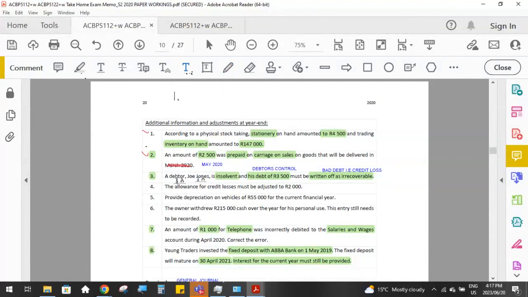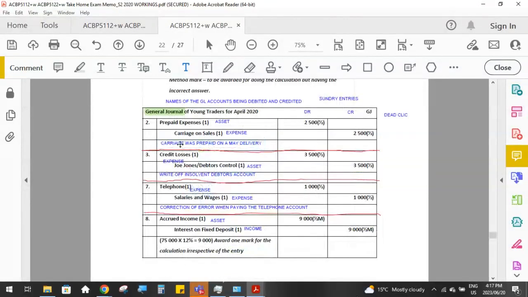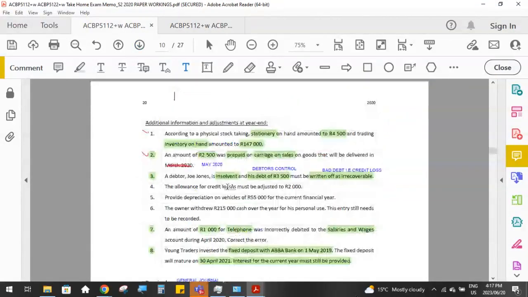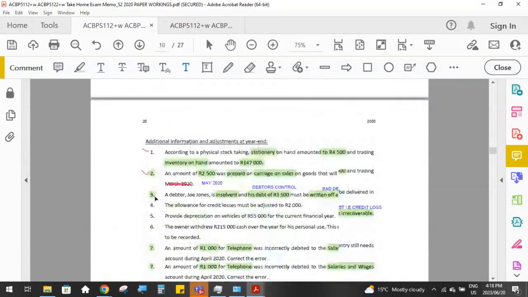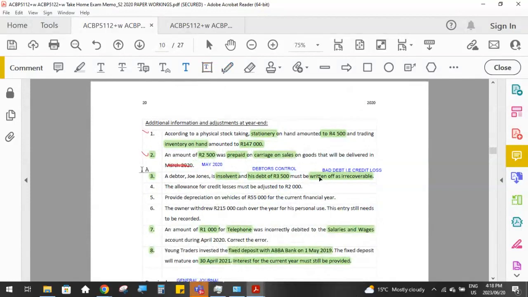And then we've got a debtor is insolvent. His debt of 3.5 must be written off as irrecoverable. We've already done that journal entry. And over here, which is credit losses of 3.5. So this credit losses is increasing by 3.5. So I'm doing these adjustments on the question paper for the moment, and we'll go back and have a look at that. So this is increasing by 3.5 credit losses. Okay, we've done that one.